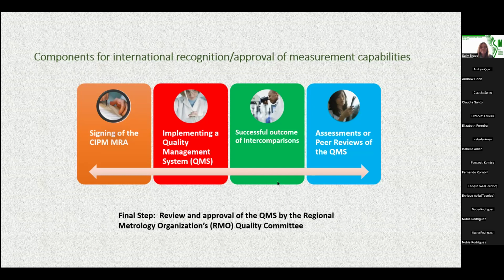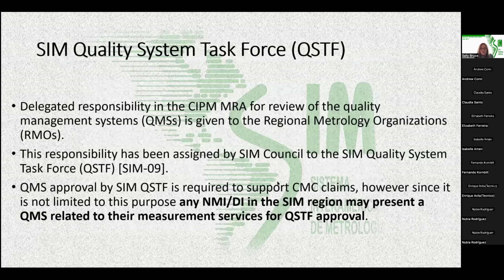The Quality System Task Force at SIM is delegated the responsibility in the CIPM-MRA for the review of the quality management systems. This responsibility has been assigned by the SIM Council to the SIM Quality System Task Force, and this is documented in a SIM 09 document. Quality management system approval by the Quality System Task Force of SIM is required to support the CMC claims. However, since it's not limited to this purpose, any NMI or DI in the SIM region may present their quality management system related to their measurement services for QSTF approval.